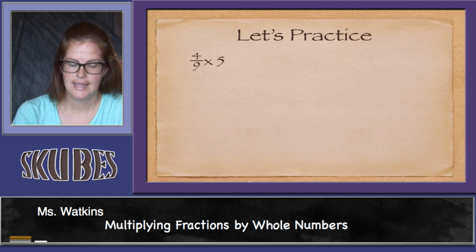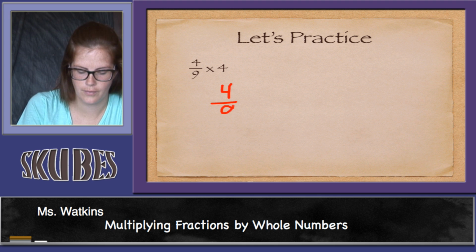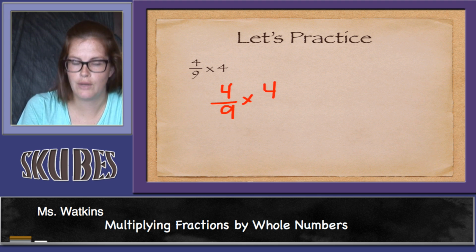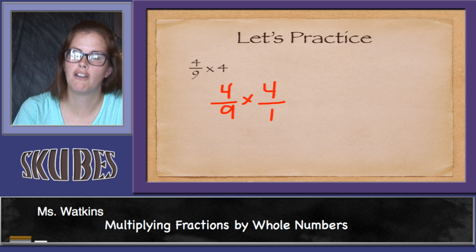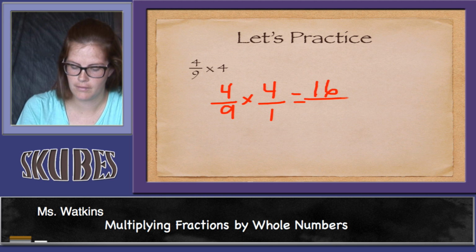Okay, let's look at the next one, 4/9 times 4. I need to rewrite my 4 as a fraction by writing it over 1. And now I can multiply. 4 times 4 equals 16. 9 times 1 equals 9.